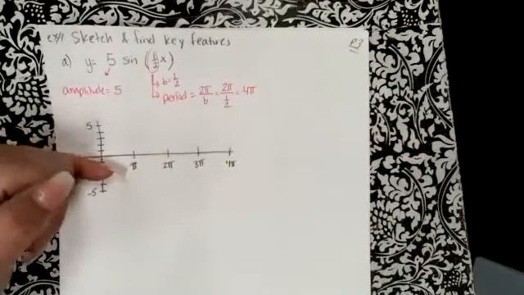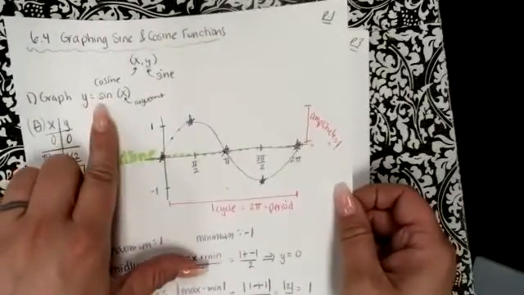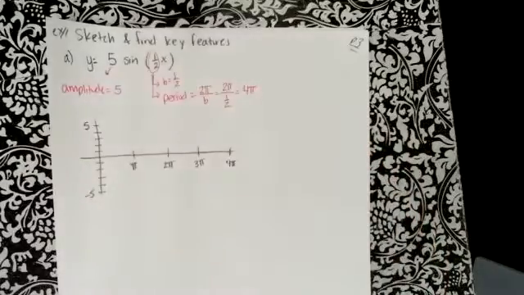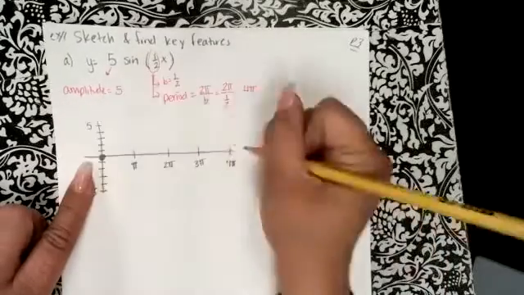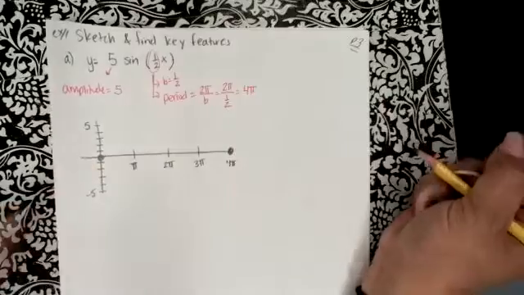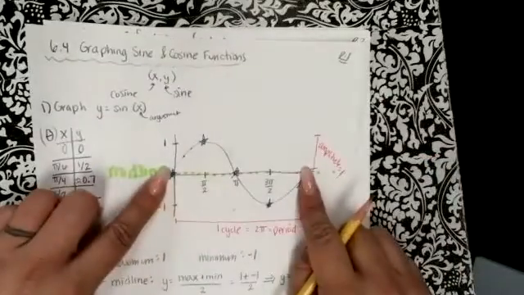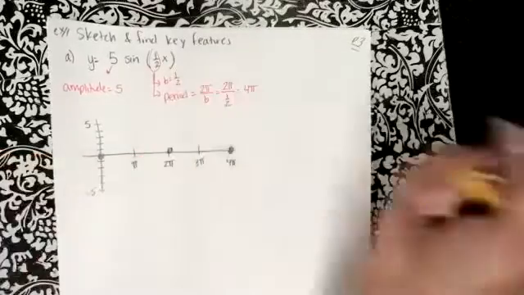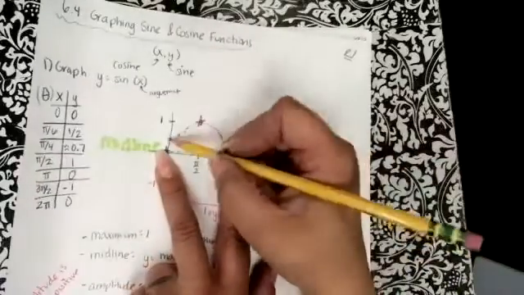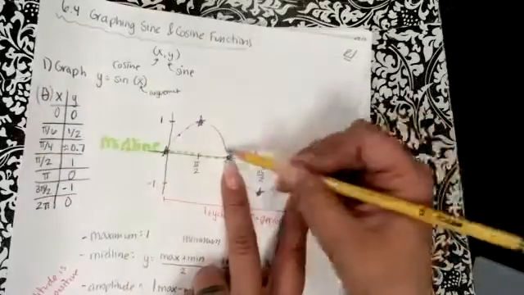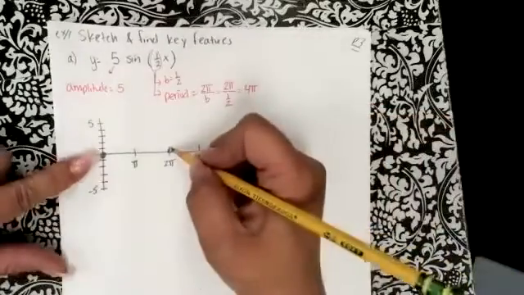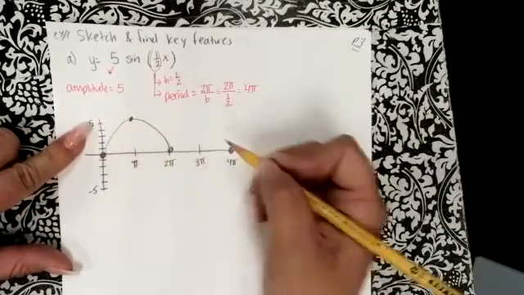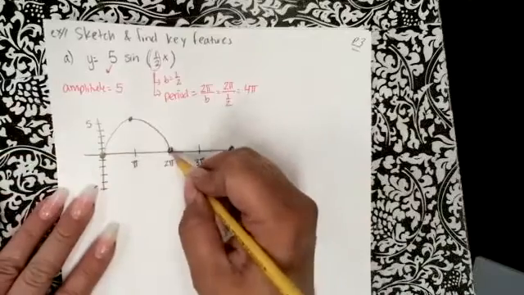Now for sine, let's look at the parent graph of sine. On the parent graph of sine, it started at 0 and ended at 0. So right here, it's going to start at 0 and end at 0. Then it crossed the x-axis halfway in between. It reached a maximum a quarter of the way and a minimum three quarters of the way. So here, the maximum is going to be 5, and it's going to look like this. The minimum is going to be -5, and it's going to look like this.